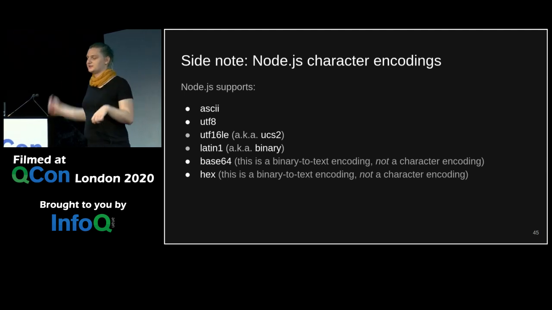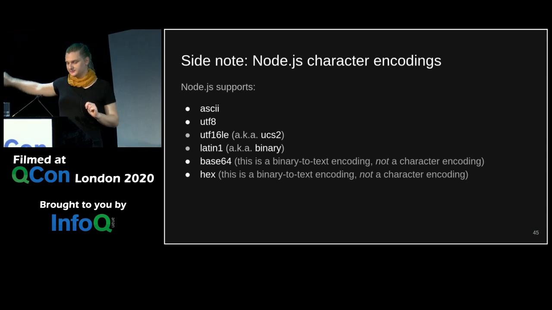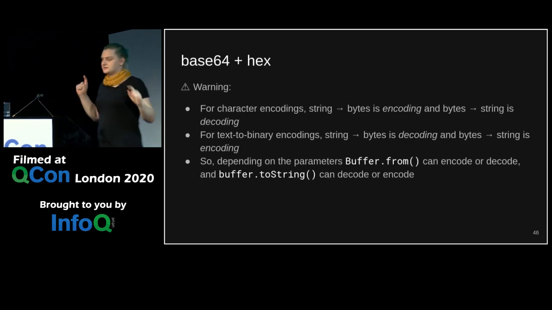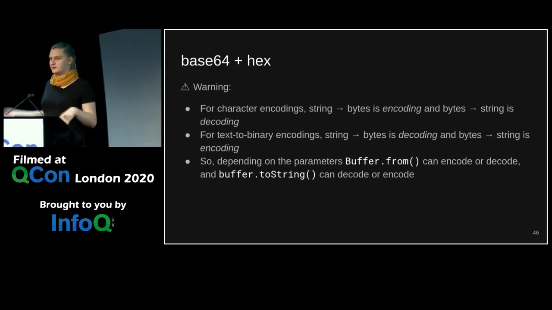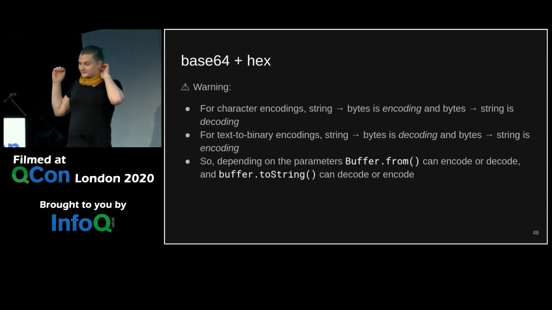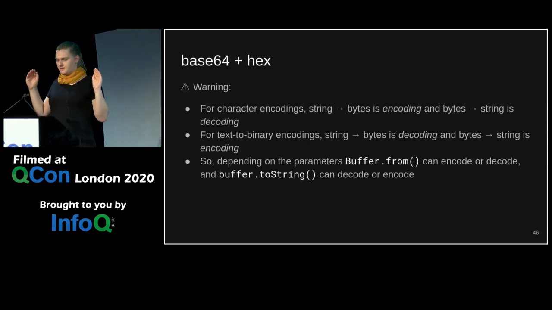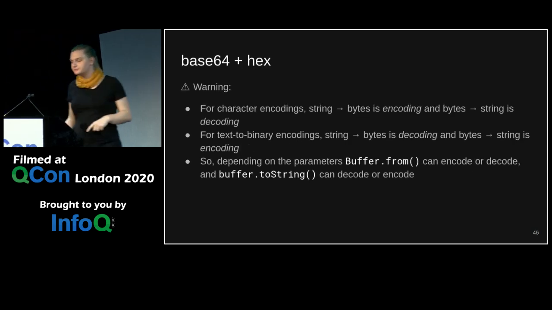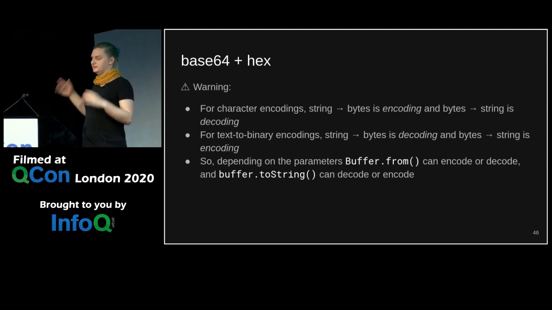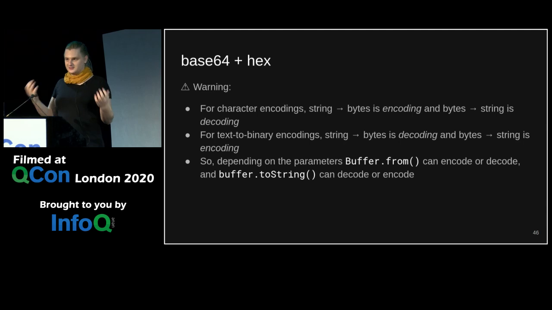We have Latin 1, which, as I have just explained, is equivalent to binary, which you should never use. And we have base64 and hex. This can be a bit confusing because those are not like the others. For character encodings, the general thing you want to do is encode text as bytes. So string to bytes is encoding and the reverse is decoding. For base64 and hex, it's a reverse situation. Okay, this is where it's spelled correctly. I have a typo on the next page. Those are binary-to-text encodings, which means that string to bytes is actually decoding and the reverse is encoding. That should usually not be an issue, but it can be a bit confusing because it means that Buffer.from and buffer.toString can either encode or decode, each one of them, depending on what encoding parameter you use.